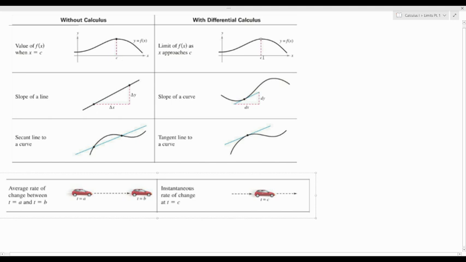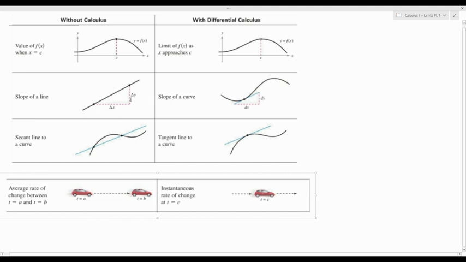But what if the function doesn't actually exist at that point? We can still figure out with calculus what the value would be, right, if we could actually exist at that point. Right? What are the values of f of x as x gets closer and closer to c?